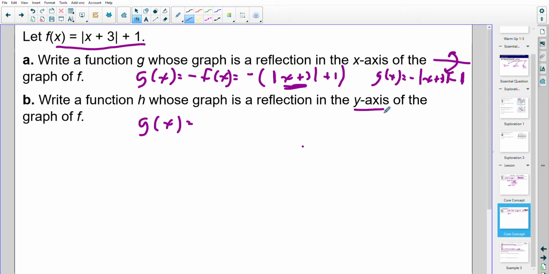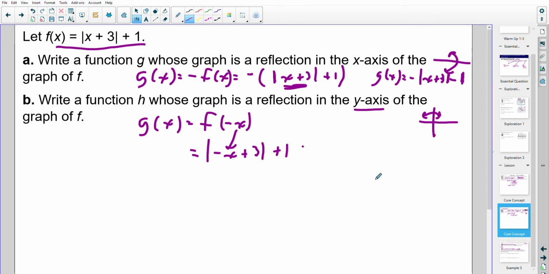Now, when you have a y-axis reflection, that means when you're reflecting over the y-axis, it looks like this, means x's become the opposite. You're dealing with opposite x's, which means that your f becomes f of negative x. In other words, substitute negative x in for x, and that will be the reflection over the y-axis. So that means that it's going to be absolute value of negative x plus 3 plus 1. That's it. It's a substitution in for x, nothing more.